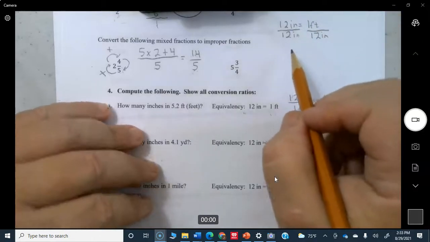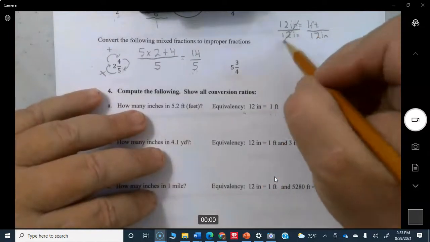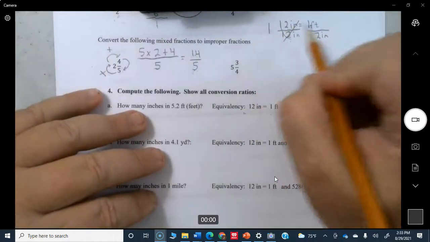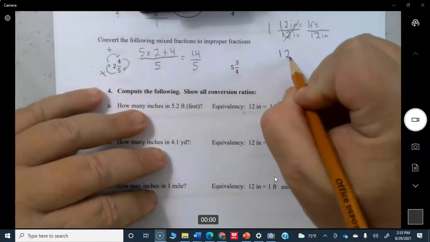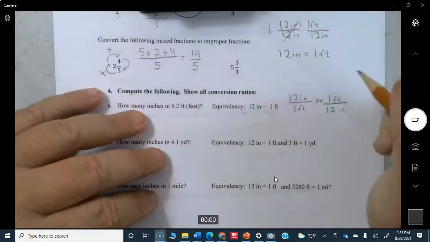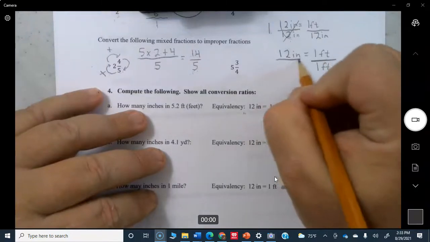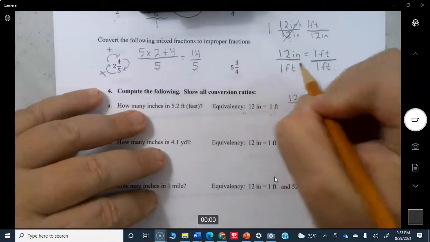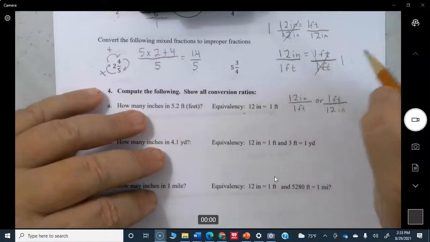12 inches over 12 inches, any number, any variable, anything over itself is simply 1. So you cross that out and put a 1. So 1 equals 1 foot over 12 inches. Now I'm going to do it a second time. This time I'm going to divide both sides by 1 foot. Again, anything over itself is going to equal 1, so I'm going to just put a 1 there.